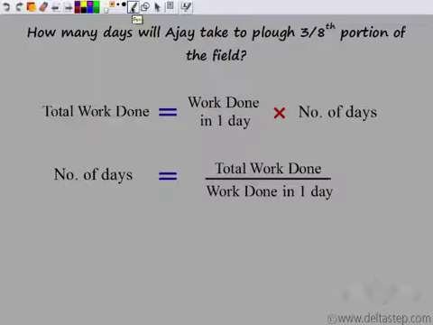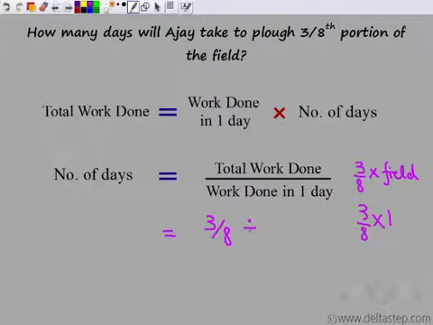Now, total work that has to be done is 3/8 of the field. If the field is 1 unit, is 1, he is doing 3/8 of the field. That is, he is doing 3/8 of 1. This is the work that he has to do, which is 3/8 only. So total work to be done is 3/8. You have to divide this by work done in one day.